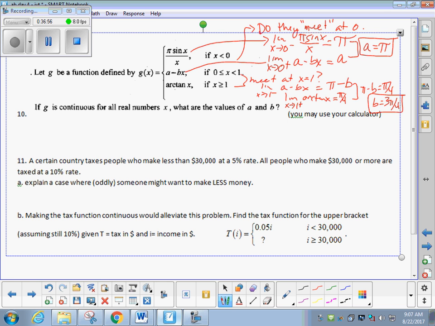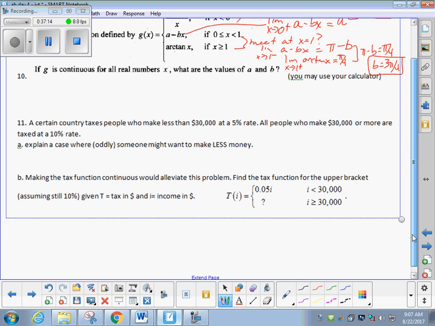Okay? G is continuous for all. Oh, we already did that. That's up there. I guess I had this space to work. All right. How many had no idea what I was talking about with 11? Good job. I mean, not good job. Bad job, me. Sorry about that to you.